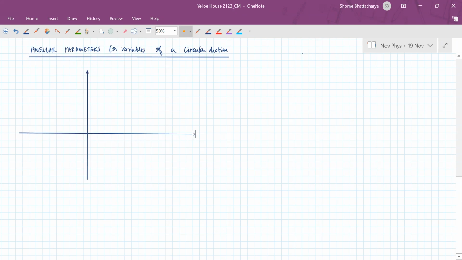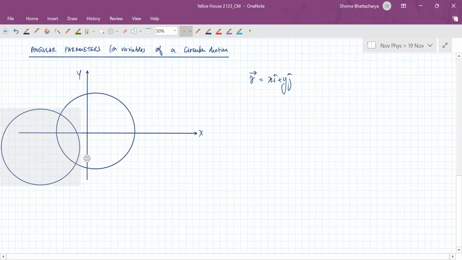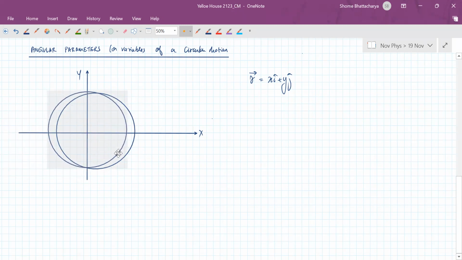So the first thing in this angular parameters concept is that if you want to describe the position vector of the particle at any point of time, then we can always do it in terms of the radius of the circle and the angle that the position vector is making with respect to the x-axis, for example, because we can use the x-axis as a standard reference axis, just as we are using the origin as our standard reference point, which is the center of the circular motion.